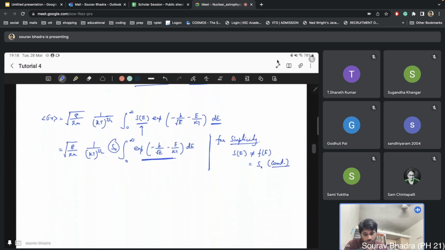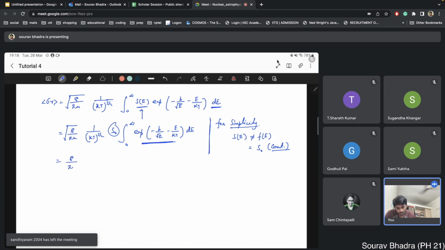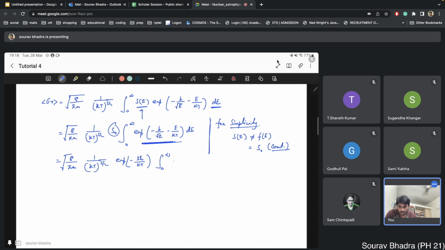Now if we do the same thing here, our result will be 8 by pi mu. We will write this particular term in terms of Gaussian: 1 by kT to the power 3 by 2, and exponential minus 3 E0 by kT, which was the I max, and the integral from 0 to infinity of exponential minus ((E minus E0) by delta by 2) squared dE, and this S0 term is always there. So let me write it here, S0. Now this is the I max. And this integration, if you do it from 0 to infinity, you can find the value will be delta root over pi by 2.